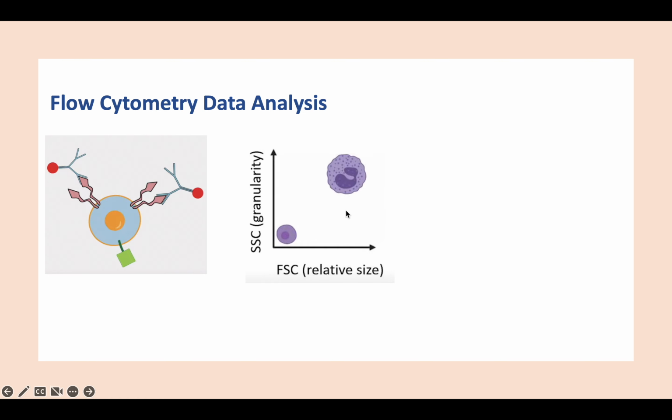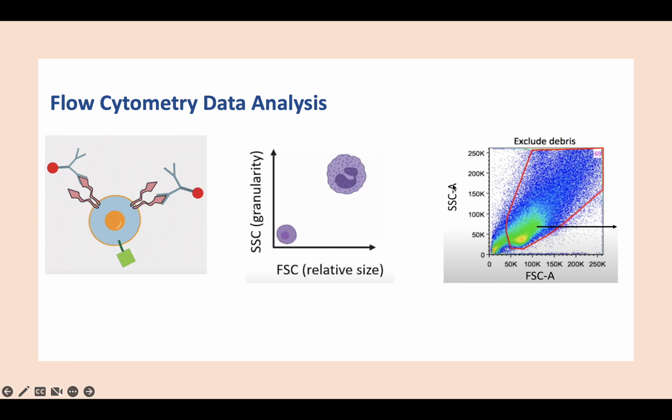Now, in order to exclude this debris from our analysis and only select the cells, what we have to do is called gating. So gating is basically you're drawing this kind of line, this red line over here. We are creating this gate so that we are only selecting cells and excluding debris for our analysis.